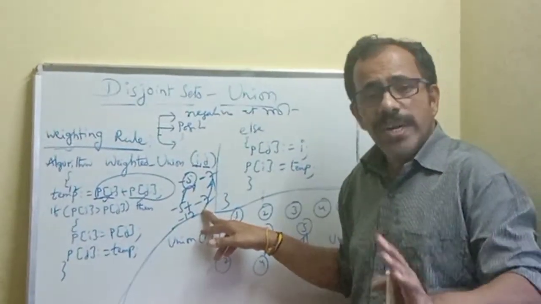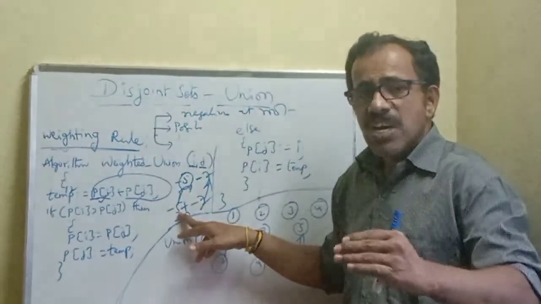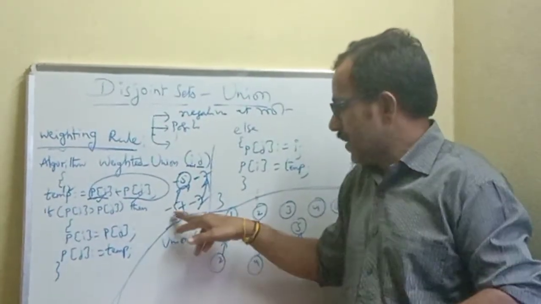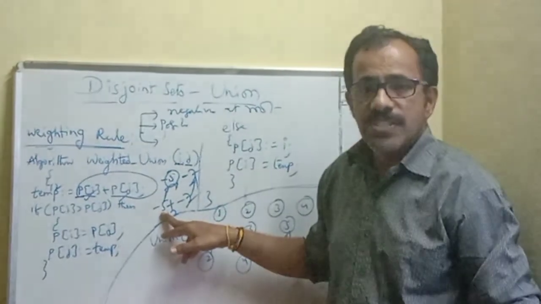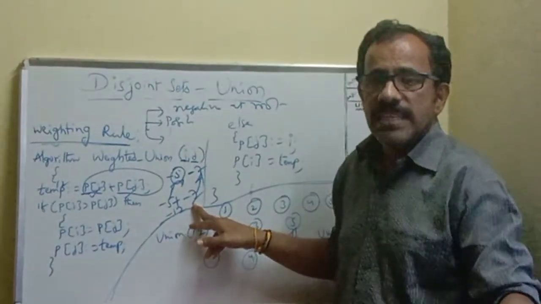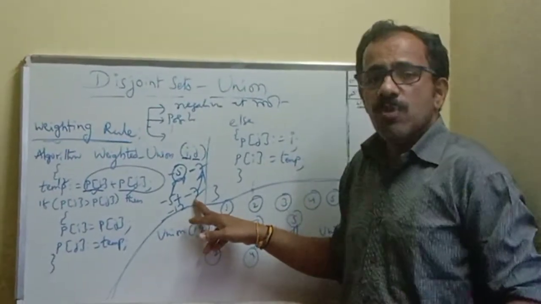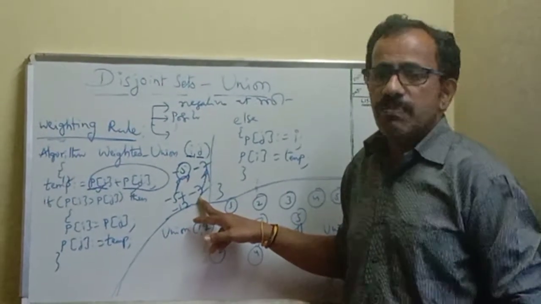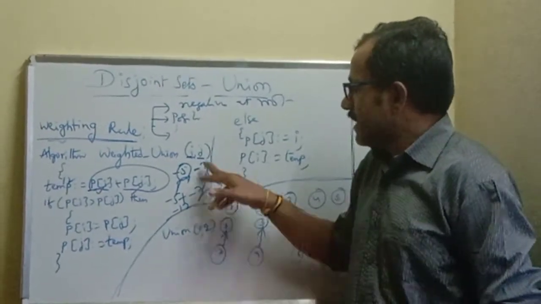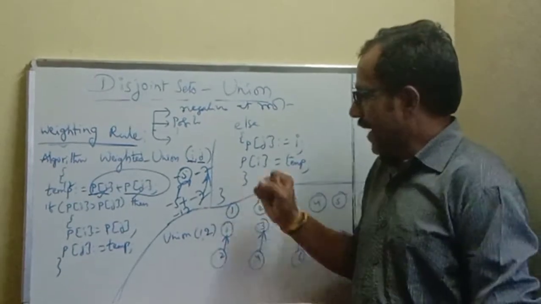But I'm not going to represent the minus 5 related root node as parent of minus 7, because there are 5 nodes in the first tree, and there are 7 nodes in the second tree. Then which one should become the root node? The minus 7 related tree should become the root node. Then what is the root node of minus 7? J. Root node of minus 7 is J.